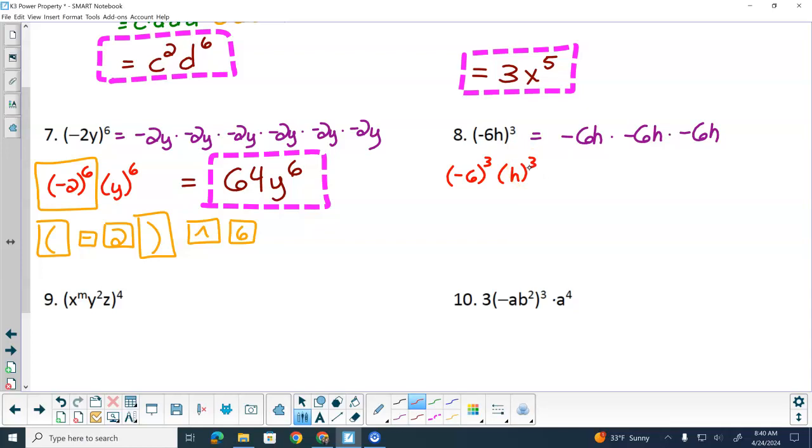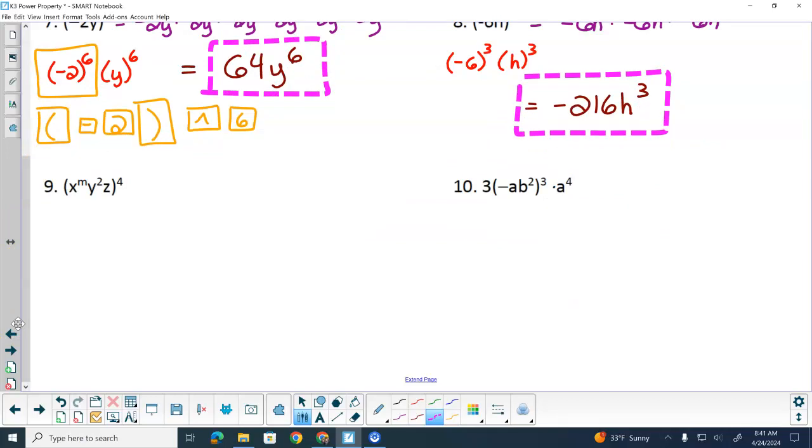We'll go this way. Cora, what do you got? Negative 6 to the third power, or negative 6 times negative 6 times negative 6. What kind of 216? Negative, because there's 3 of them, right? So that's going to be negative 216. And how many h's? 3 of them. And that's h cubed. Okay.